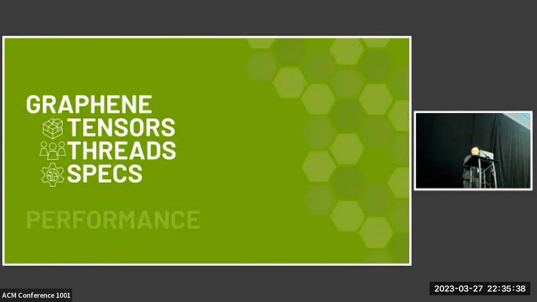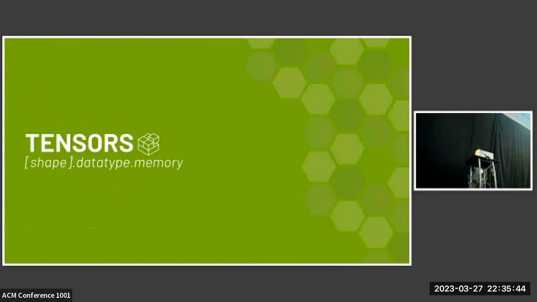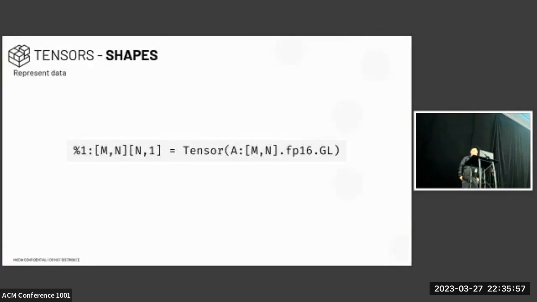For the rest of the talk, I'm going to quickly go through these three topics: what are tensors, threads, and specs? The paper contains more details. So what is a tensor? A tensor basically consists of three things. It has a shape, it has a data type, and it has a memory it lives in. Those three things.